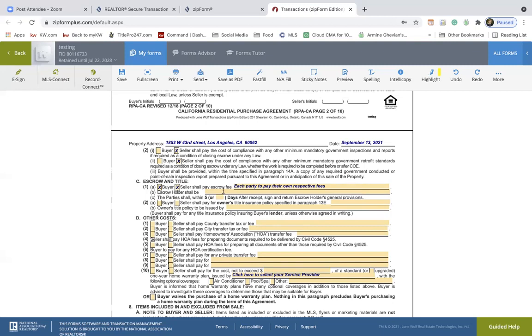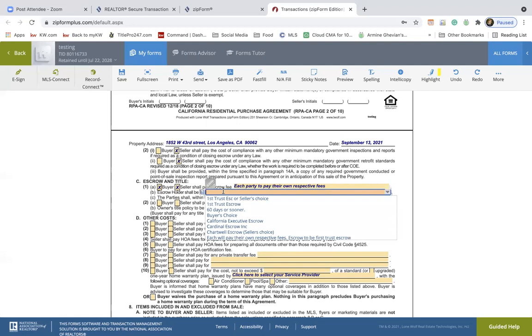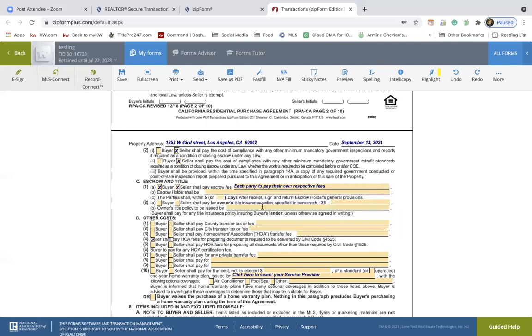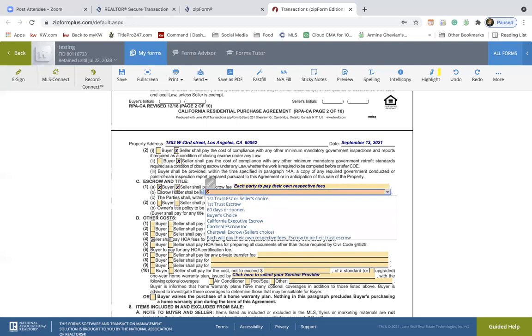Escrow holder shall be who? Seller. You can write seller's choice or the escrow company of your choice. Let's say I work with Wonderland, I will write or Wonderland escrow or Glenox escrow or whatever we want to write there. Or we will not write anything, we'll just write seller's choice, okay?